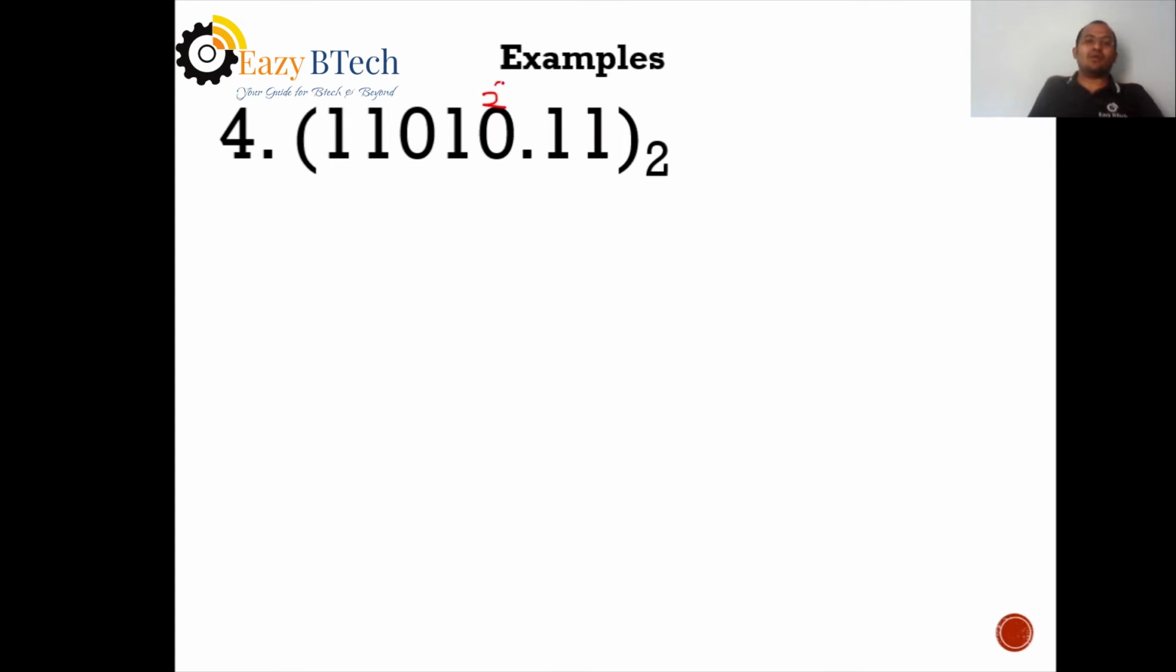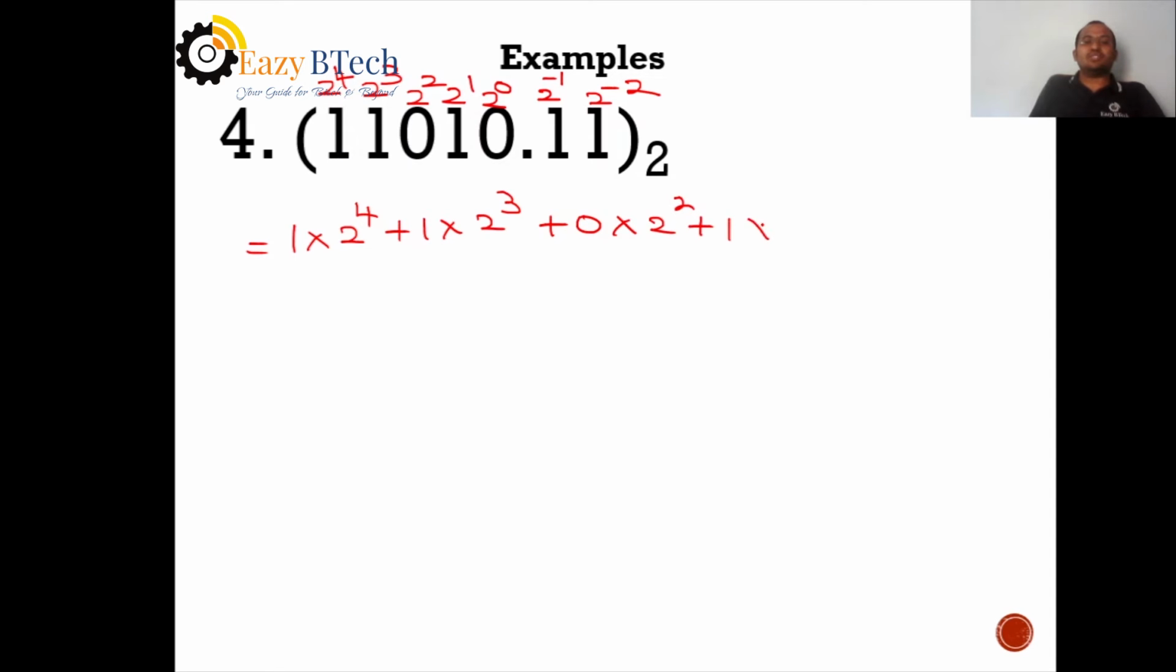So the integer part will have 2 power 0, 2 power 1, 2 power 2, 2 power 3, 2 power 4, and the fractional part will have 2 power minus 1 and 2 power minus 2. Now multiply with respect to the bit value. So 1 into 2 power 4 plus 1 into 2 power 3 plus 0 into 2 power 2 plus 1 into 2 power 1 plus 0 into 2 power 0. So this is for the integer part. For the fractional part, 1 into 2 power minus 1 plus 1 into 2 power minus 2.